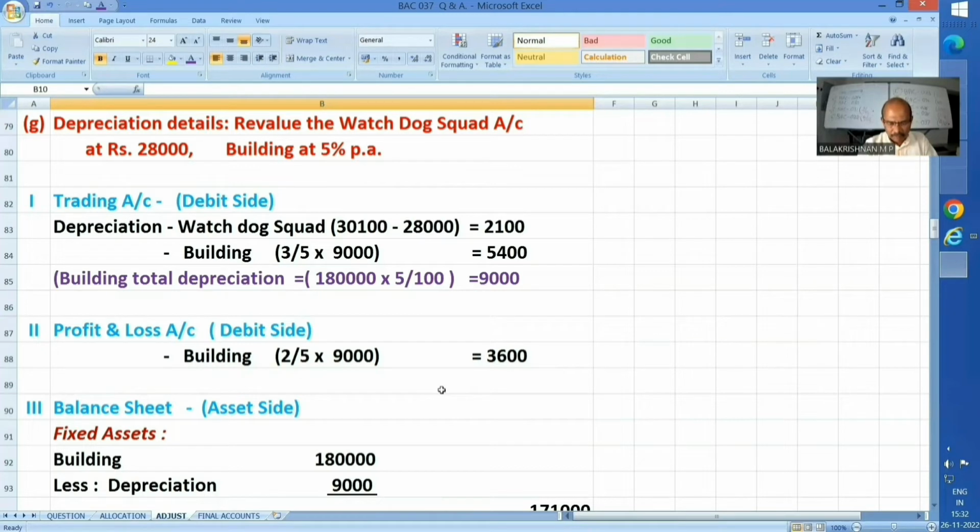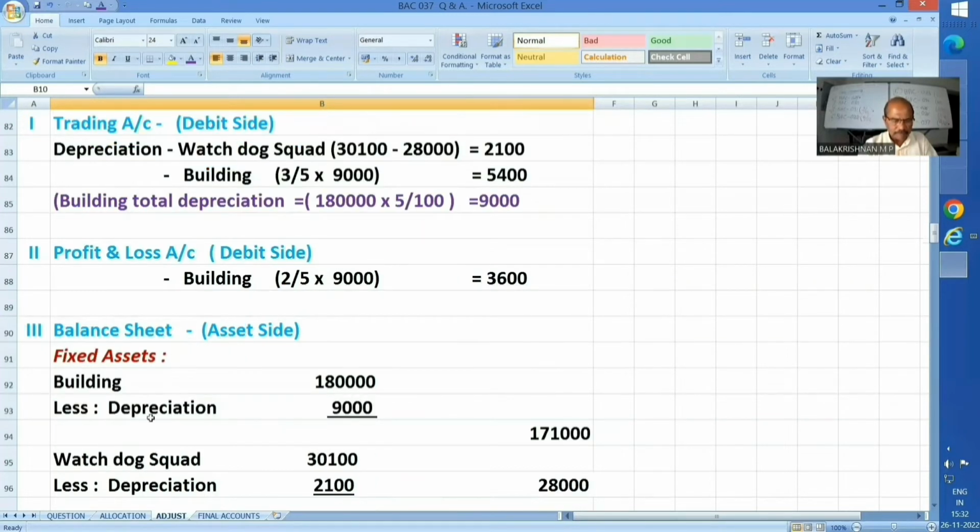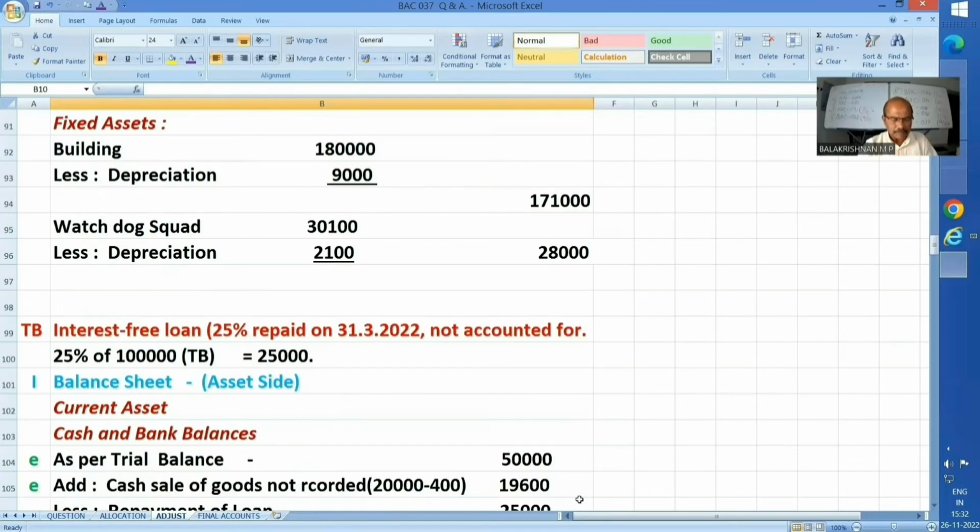Now the corresponding effect, how are you going to show it? In the balance sheet, building minus total depreciation we have to show. Okay, 5,400 plus 3,600, that is the building's total depreciation. Net amount will be shown in the outer column of the balance sheet. The building is 30,100 minus depreciation, so 28,000 we are showing. Okay, that's all. Next one.